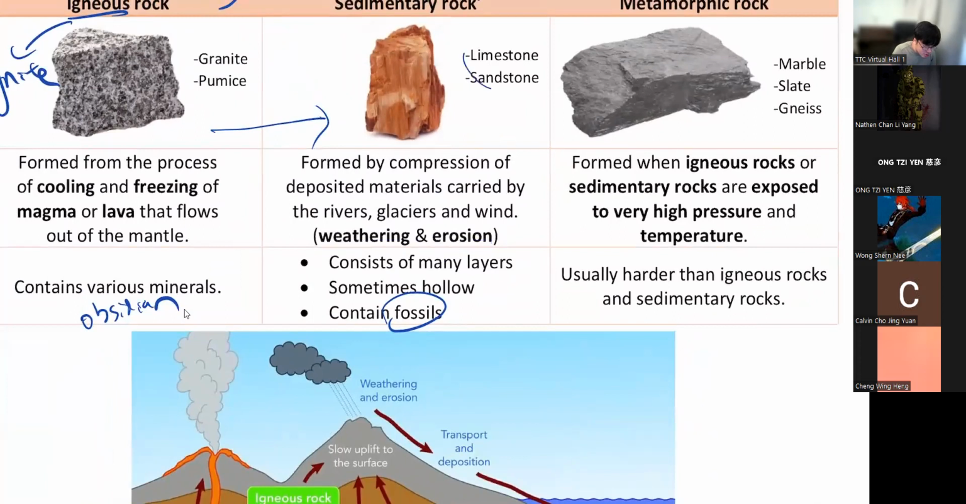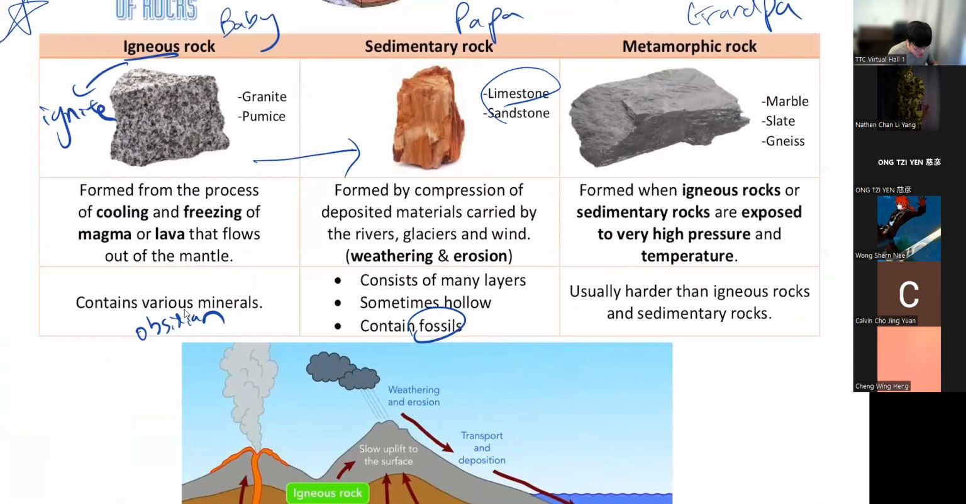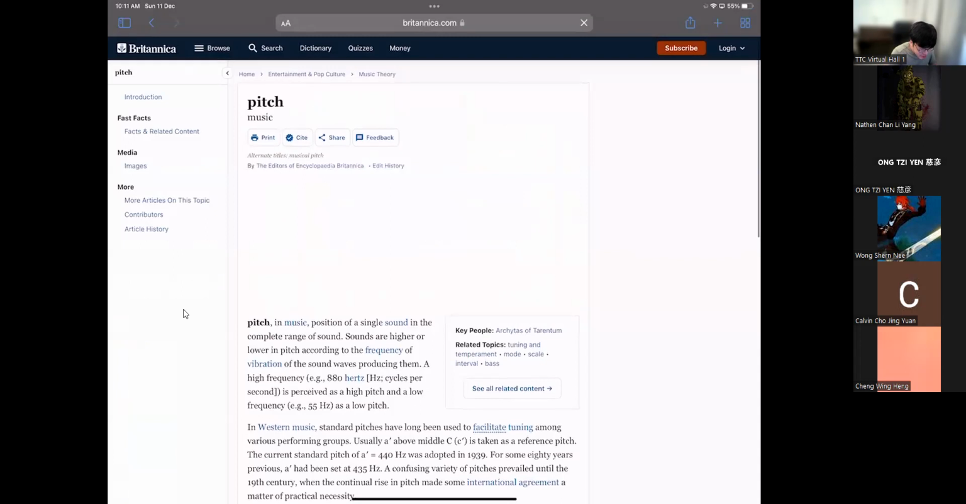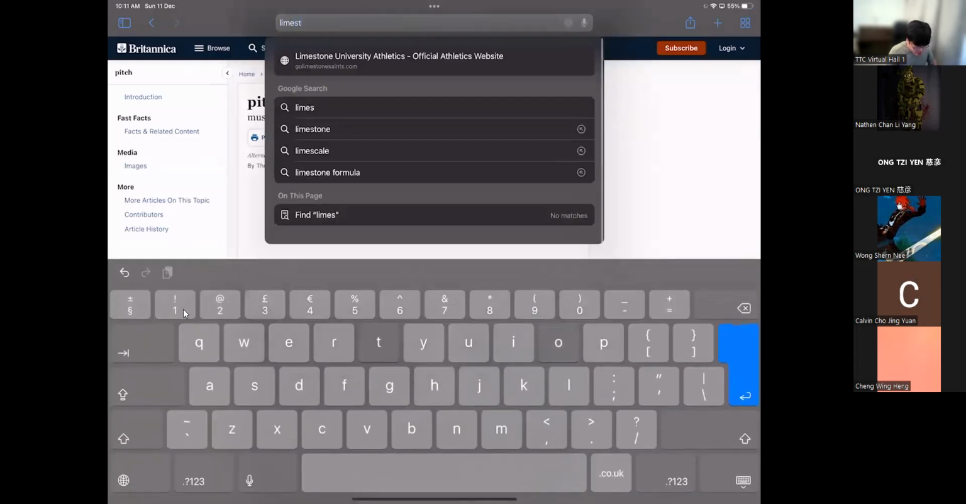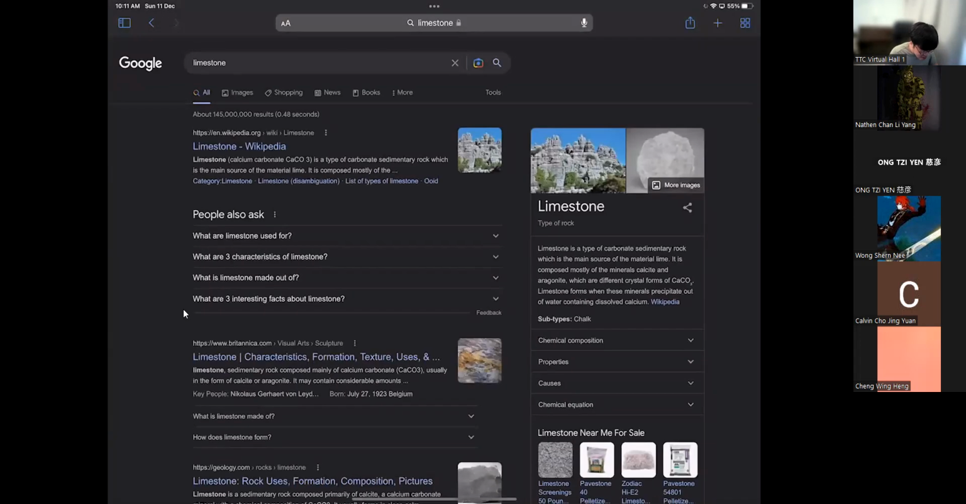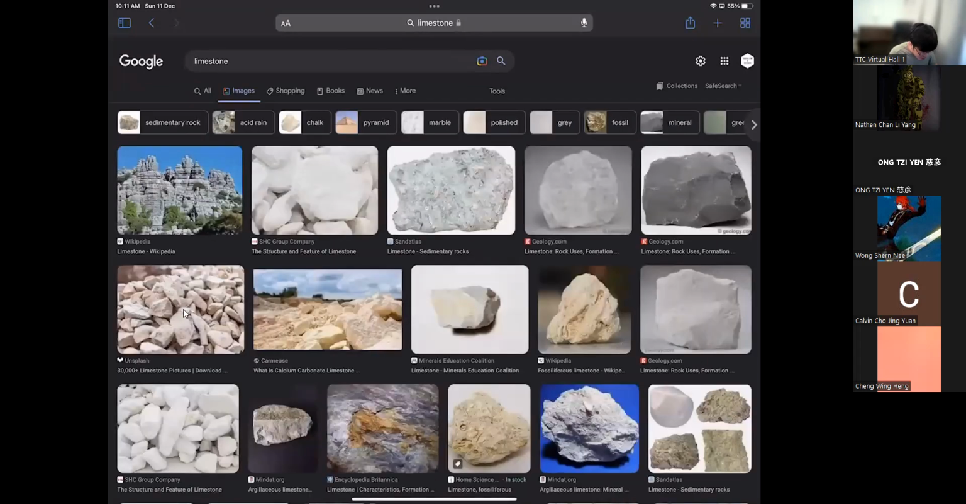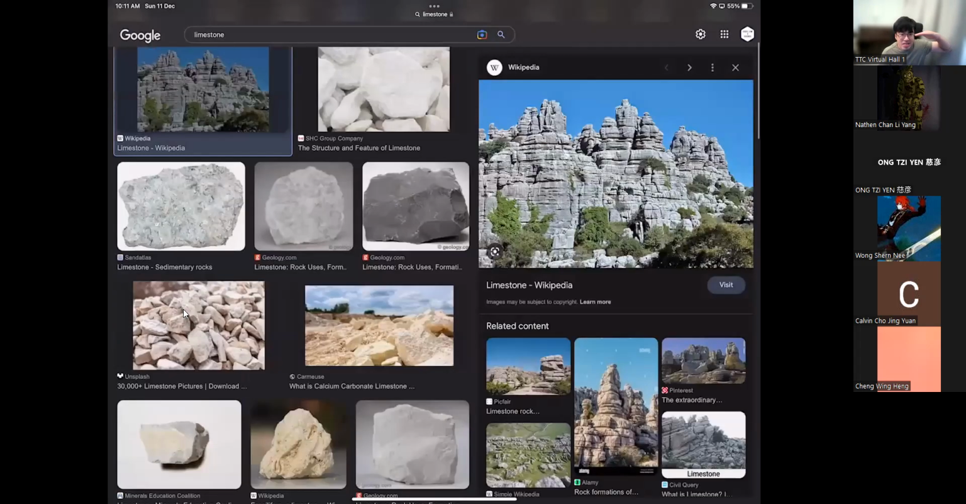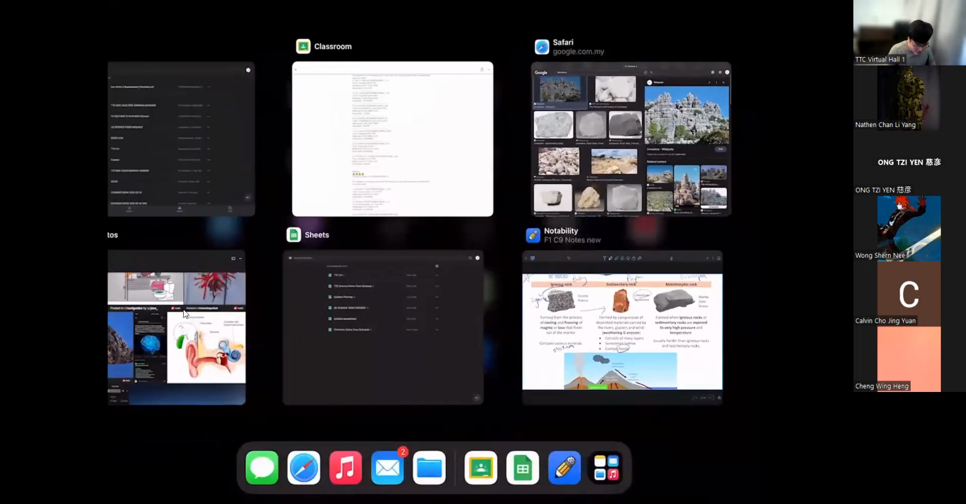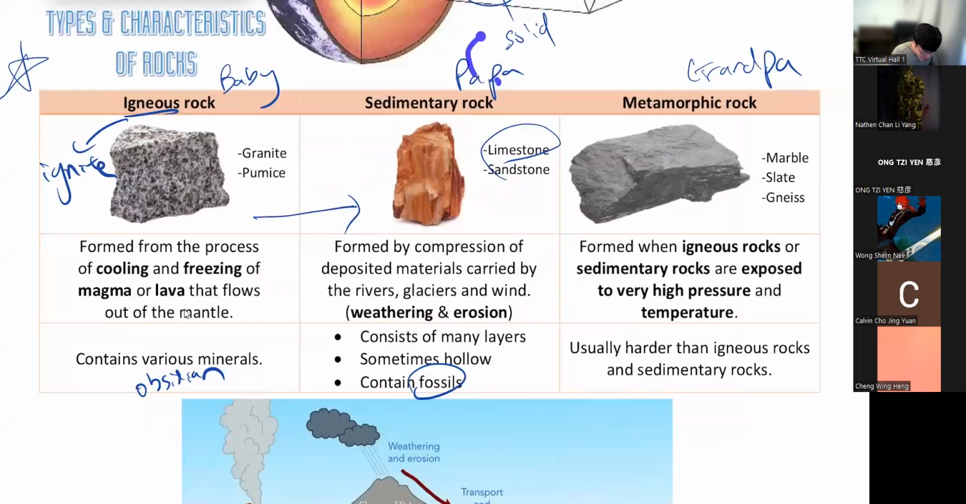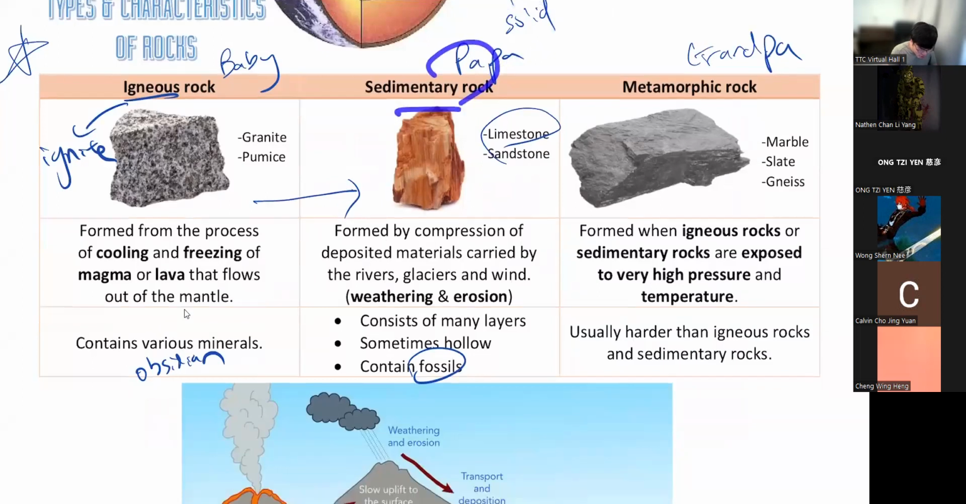So for example, limestone. What is a limestone? This is called batu kapur. You know, 石灰. This is your limestone. Can you see they have layers? Lime is not lemon. Lime is 石灰. So can you see the layers? They are called sedimentary because they settle down layer by layer. So this is your papa rock, because they are quite old.